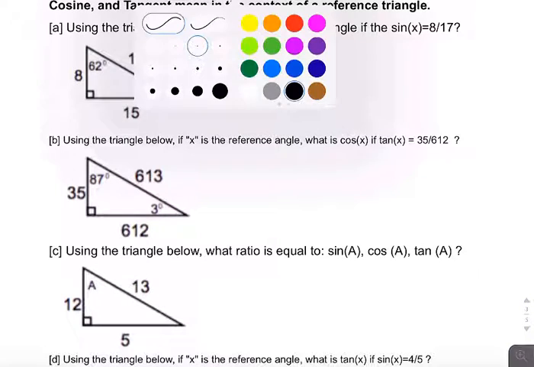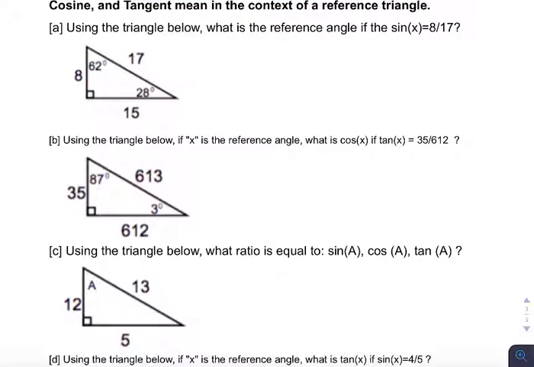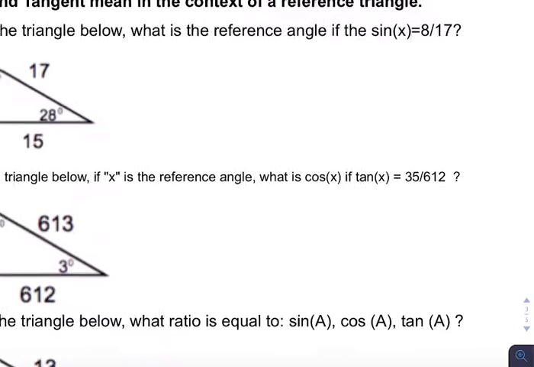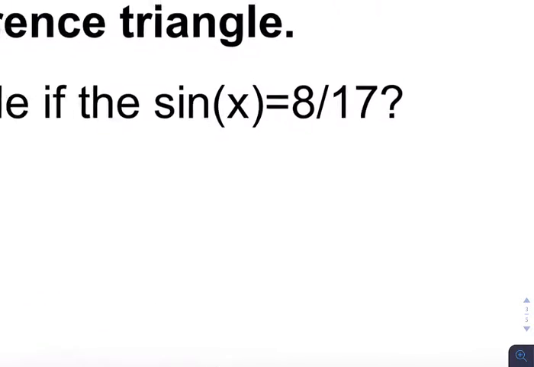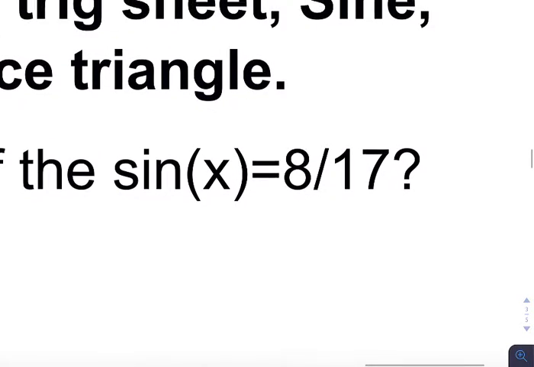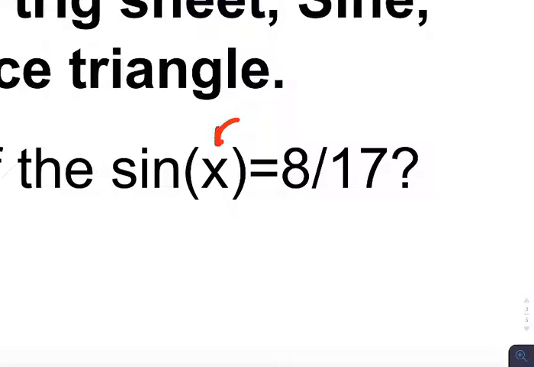So this first problem, let's do part A together. We want to know what is a reference angle if sine of x equals 8 over 17. And so just kind of doing some thought process here. When we're using x here, what we're saying is that this is a reference angle, but we don't know what it is. And so that's kind of the point of the problem: we have to think of these sine, cosine, tangent as like an actual triangle. And so they're giving us a ratio of 8 over 17.